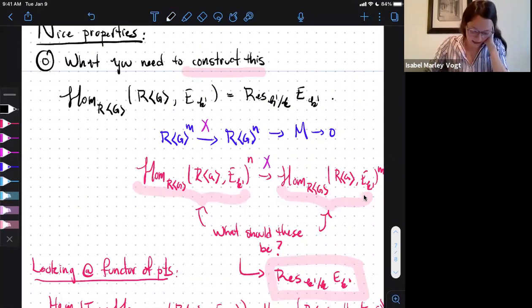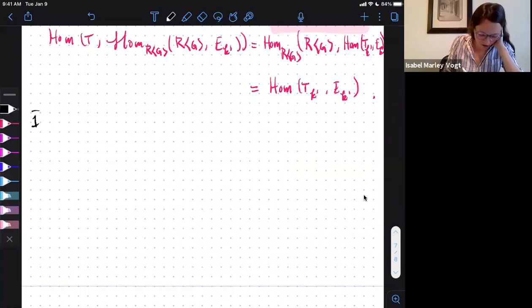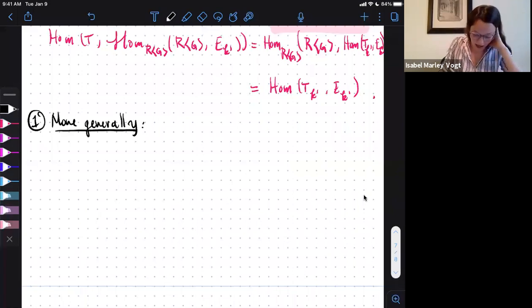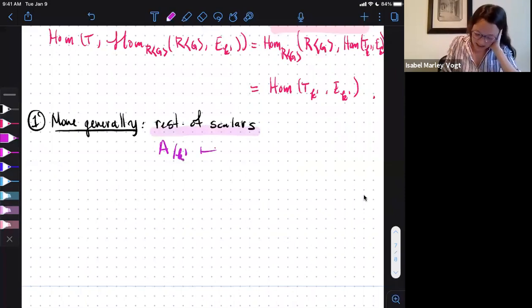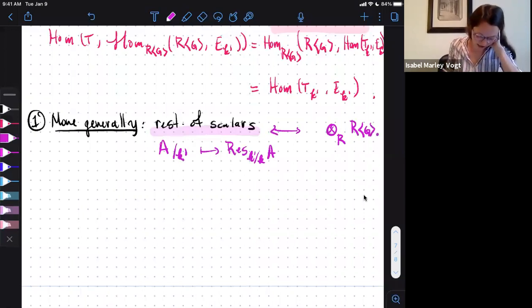And more generally, restriction of scalars, this is a nice geometric operation, right? So this corresponds to taking an abelian variety over K' and replacing it by the restriction of scalars from K' down to K of A. What does this correspond to on the algebra side? On the algebra side, this corresponds to taking an R module and tensoring it up with R⟨G⟩.